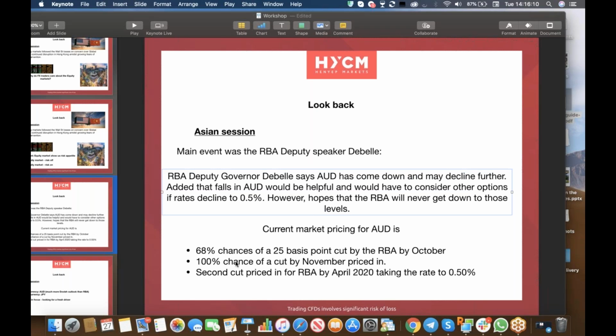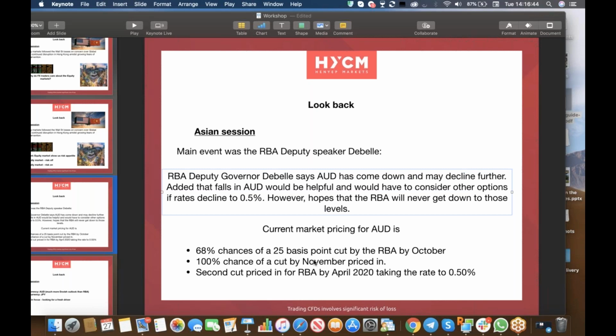Because we know that there's a 100% chance of a rate cut by November. So what that means is, say the RBA's Governor Lowe comes out this week and suddenly says, oh, the economy has improved, GDP is much better than we thought, inflation is ticking up, labor data is superb. We don't think we need to cut rates anymore. Okay, so if the Governor of the Bank of Australia said that, what would we expect the Australian dollar to do?